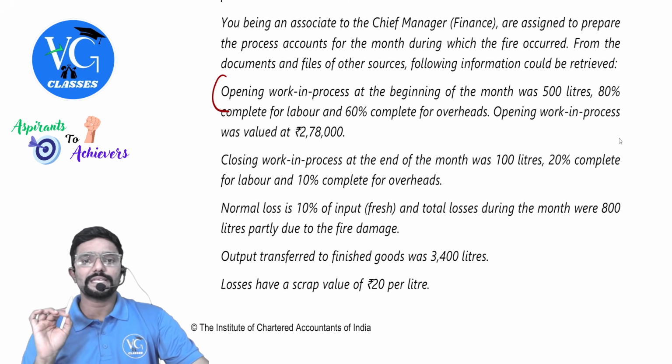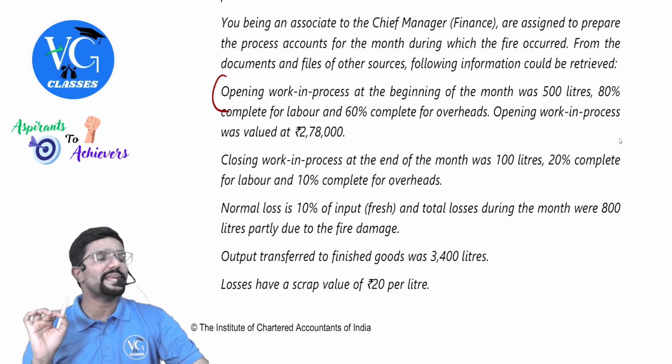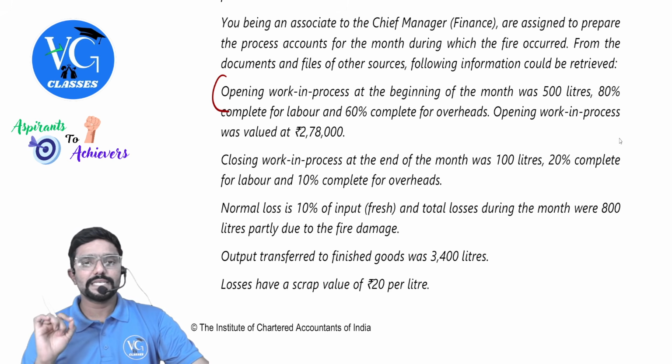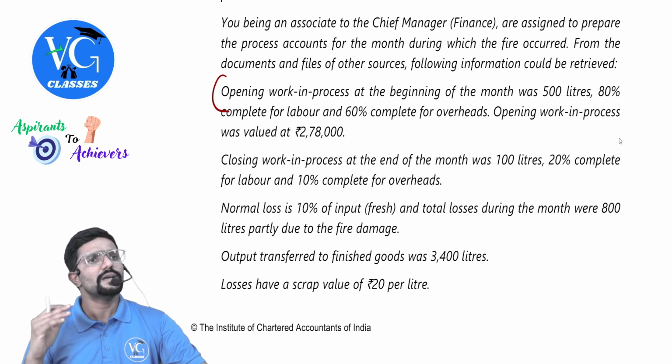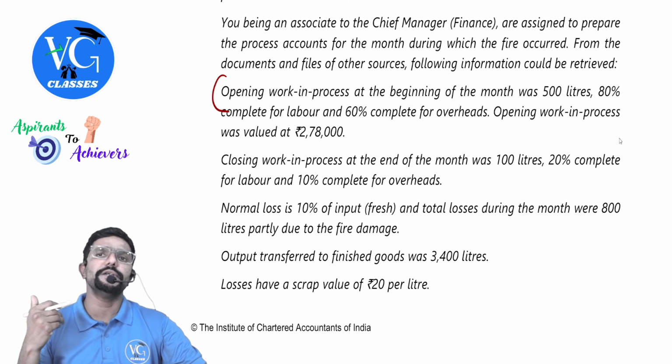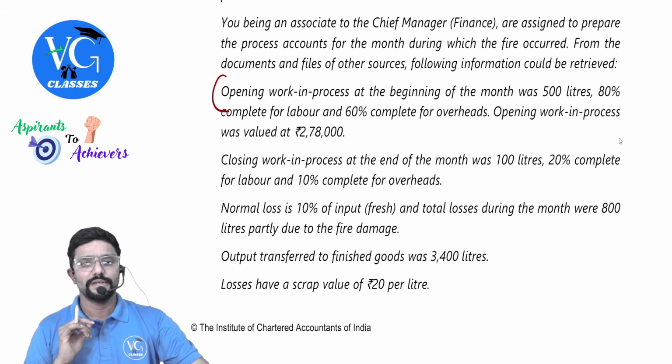Opening work in progress at the beginning of the month was 500 liters, 80% complete for labor and 60% complete for overheads. Opening work in progress was valued at 2,78,000. So they are not given anything with respect to material. What should we consider? Assume with respect to material 100% complete, guys.